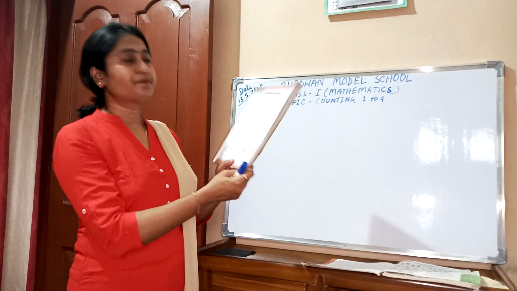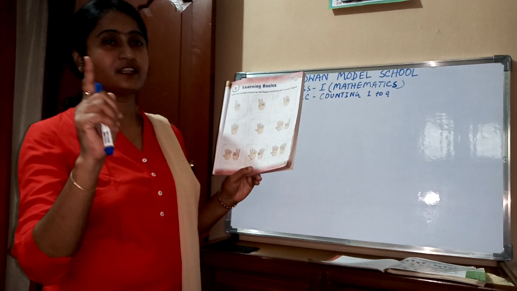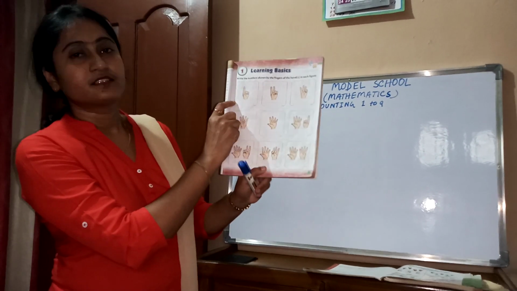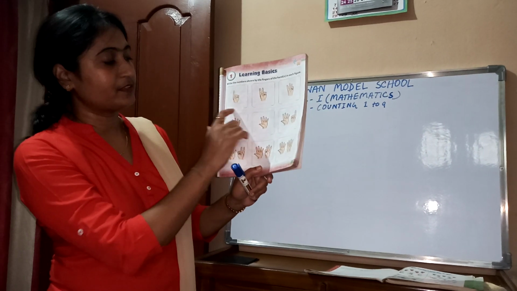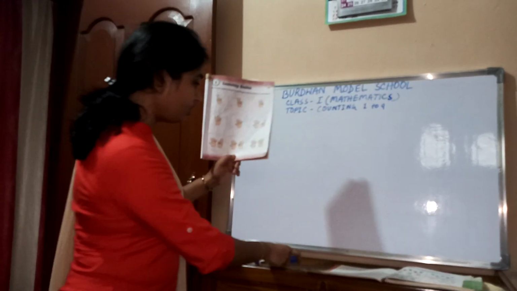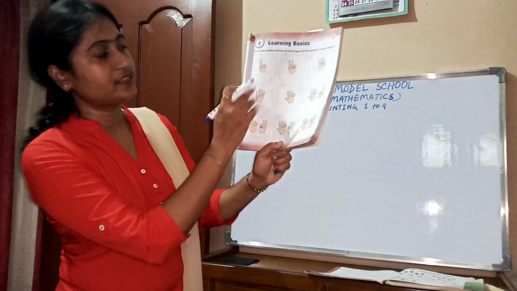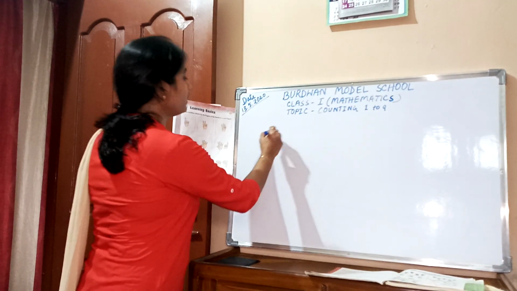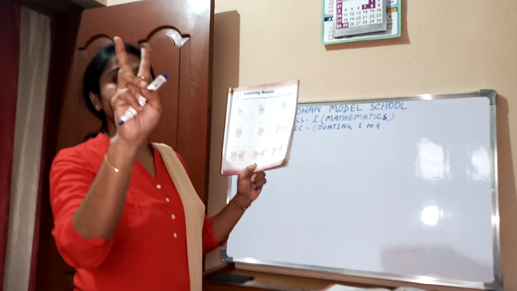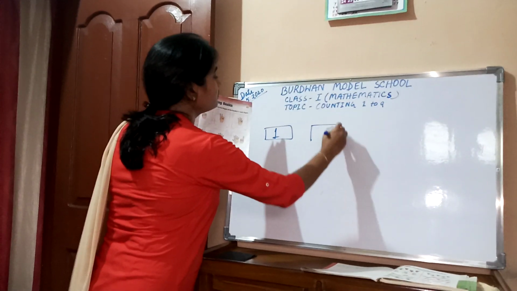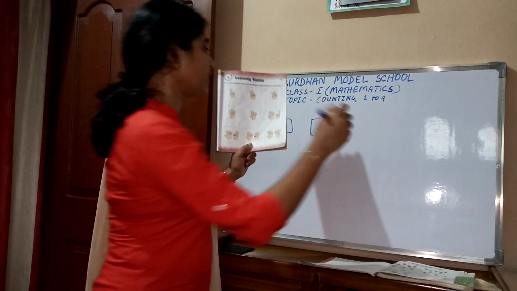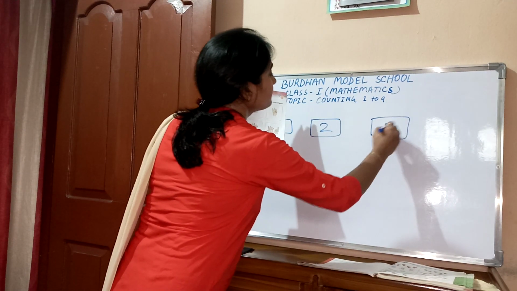There is a picture given over here, the finger, and you have to count the fingers and write in the given place. Now first is number 1. So all of you please write down in this box number 1. The first box please, this is our number 1, one finger. Next is 2. So write down the finger 2. Next is 3. 1, 2, 3. The next box please write down 3.